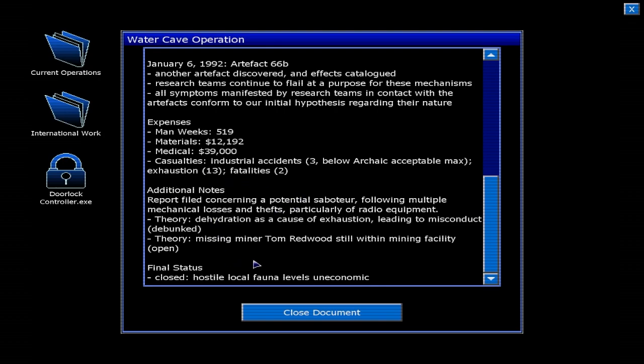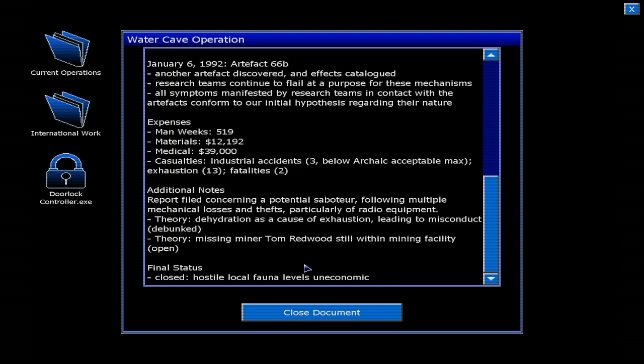Additional notes, report filed concerning a potential saboteur following multiple mechanical losses and thefts, particularly of radio equipment. Theory, dehydration as a cause of exhaustion leading to misconduct. Debunked. Theory, missing miner Tom Redwood still within the mining facilities. That was Red, I believe. I think that's Red.